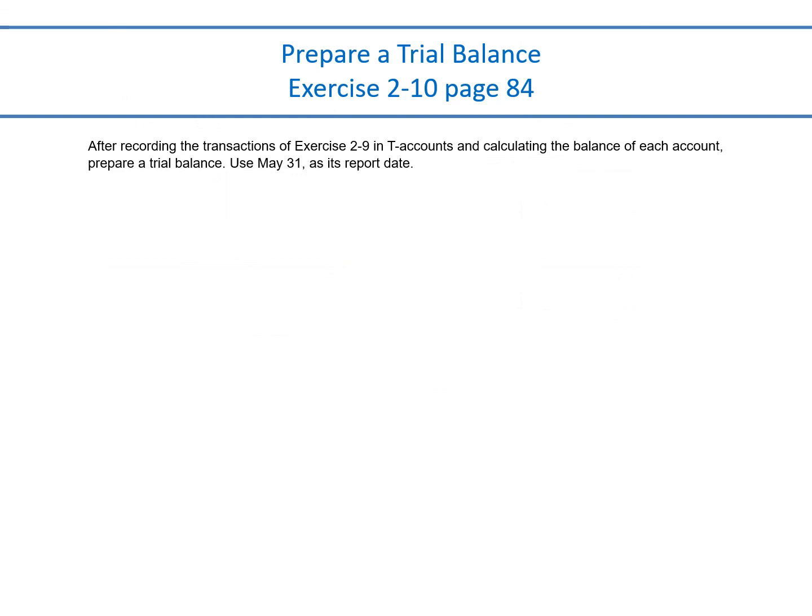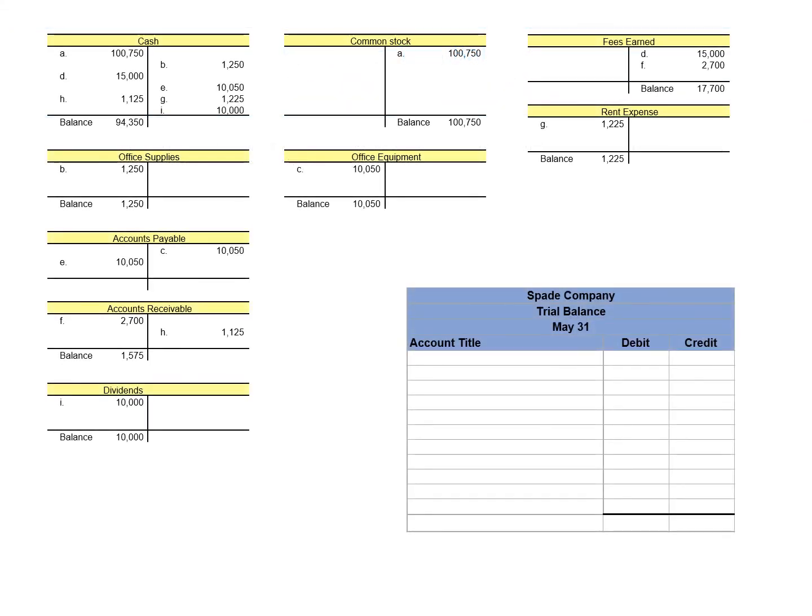All right, so the transactions that we just recorded in the previous problem, both the one you did on your own and the one that we worked through together, we're going to take those transactions, and they're asking us to prepare a trial balance as of May 31st. So across the top and down the left-hand side of this slide are all of our balances, and they're asking that we prepare the Spade Company trial balance as of May 31st.